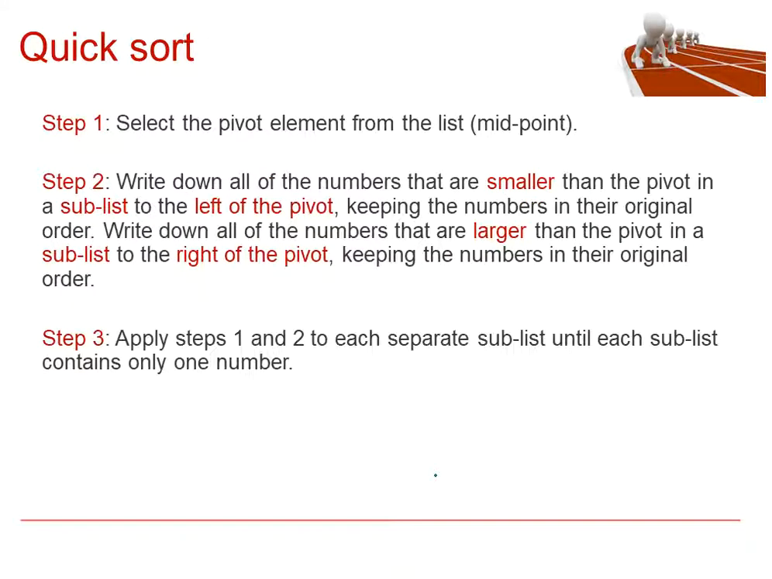So the quicksort algorithm. Step 1. Select the pivot element from the list, or the midpoint. Step 2. Write down all the numbers that are smaller than the pivot in a sublist to the left of the pivot, making sure you keep them in their original order, and write down all the numbers that are larger than the pivot in a sublist to the right of the pivot point, keeping the numbers in their original order. Step 3. Apply step 1 and 2 to each separate sublist until each sublist contains only one number.